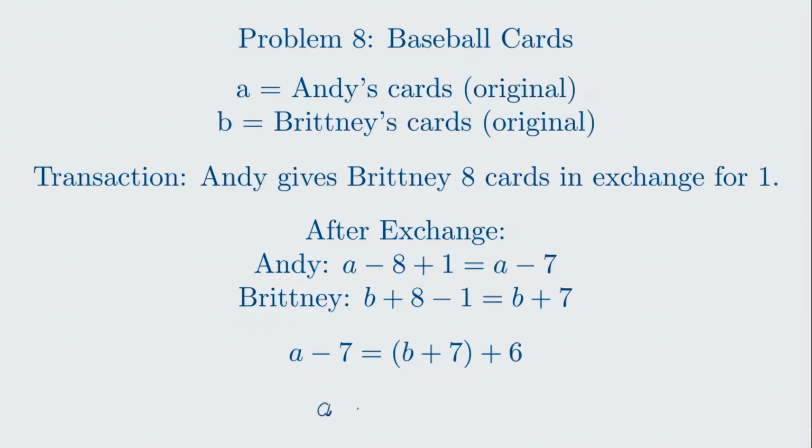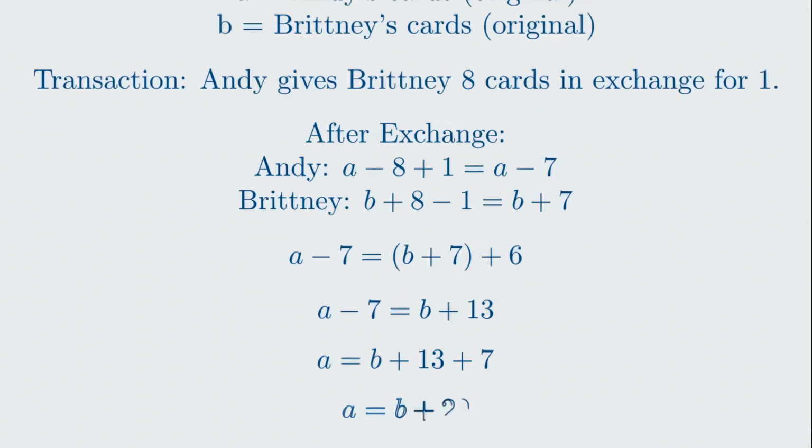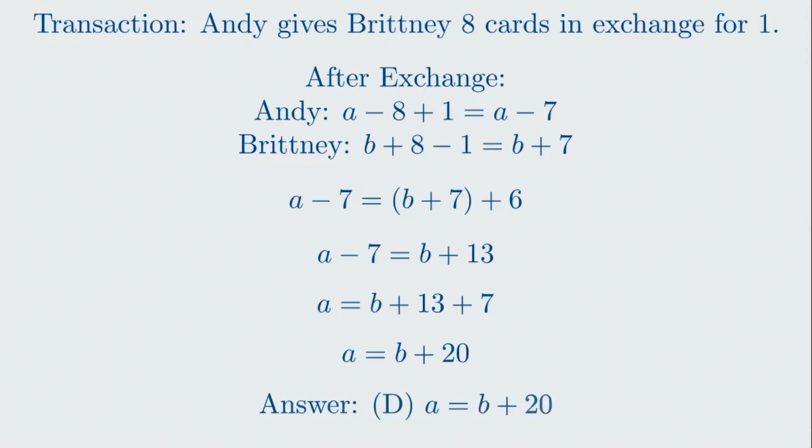Now, we just need to solve this equation for A to find the relationship between A and B. Let's simplify the right side first. 7 plus 6 is 13. Next, to isolate A, we add 7 to both sides of the equation. This gives us A equals B plus 20. So, the original number of cards Andy had, A, is 20 more than the original number of cards Brittany had, B. This corresponds to answer choice D. We successfully translated the word problem into an algebraic equation and solved it to find the relationship between A and B.